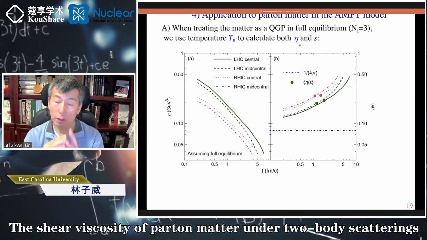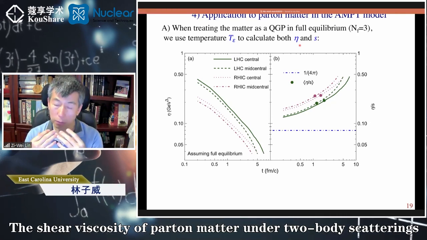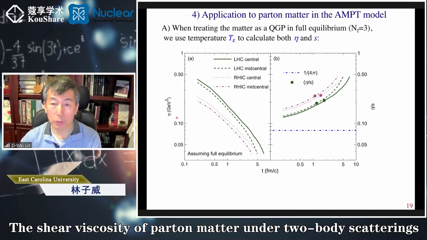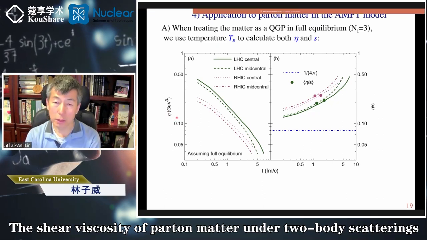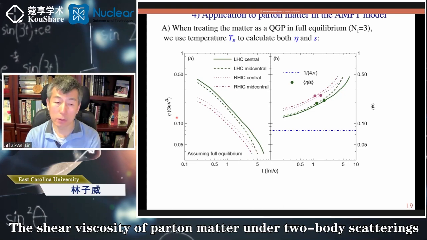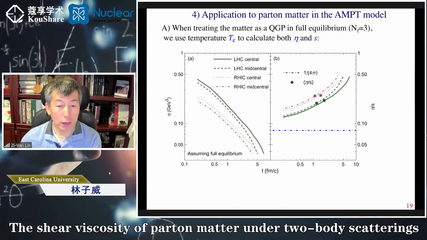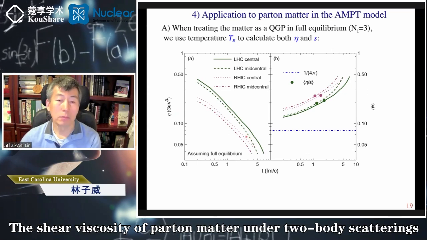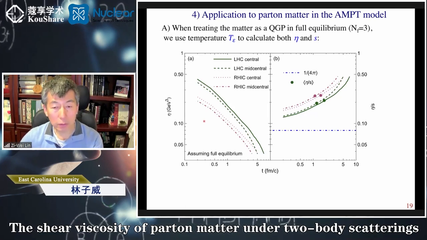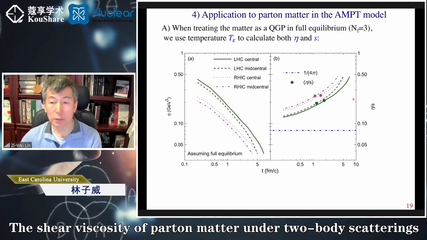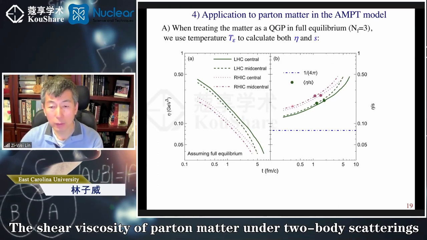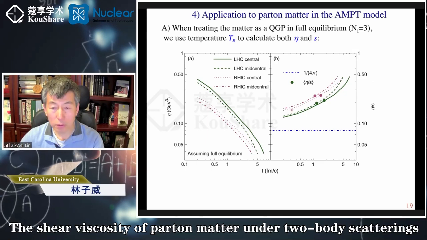Because in full equilibrium, there is only one temperature. So we consider the parton matter has a certain energy density. We assume it's in full equilibrium, then we can calculate eta because we do the thermal average of the transport cross section, and then we can get eta. So here is the shear viscosity versus time for LHC and for RHIC. And then we can divide by the entropy density of the parton matter calculated with this temperature. And then we see the eta over s curve for LHC and for RHIC.